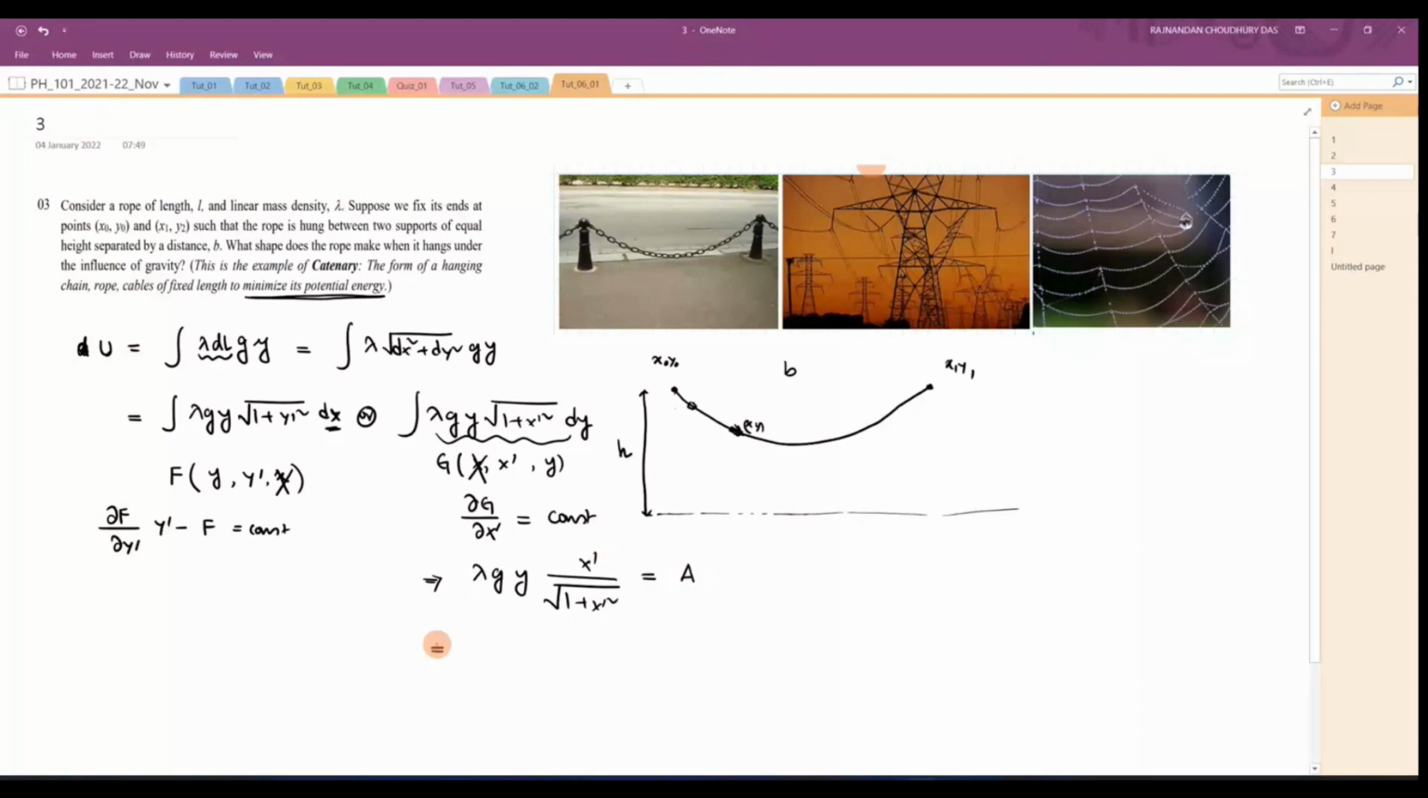Now if you solve it, your equation will look like this. y is equal to a cosh of (x minus some another constant b) divided by the same constant a. I hope you can solve the integral. Do I need to?